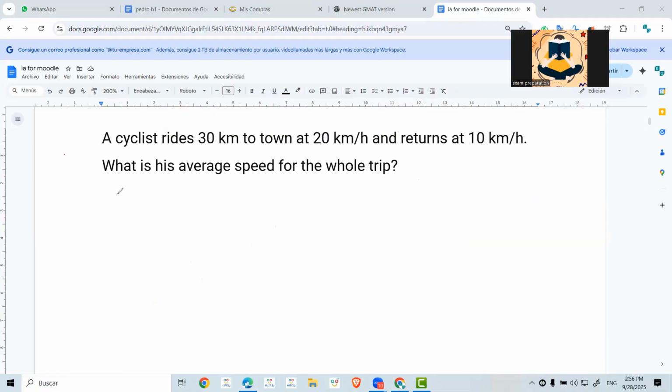Now let's see this one. A cyclist rides 30 kilometers to town at 20 kilometers per hour and returns at 10 kilometers per hour. What is his average speed for the whole trip?